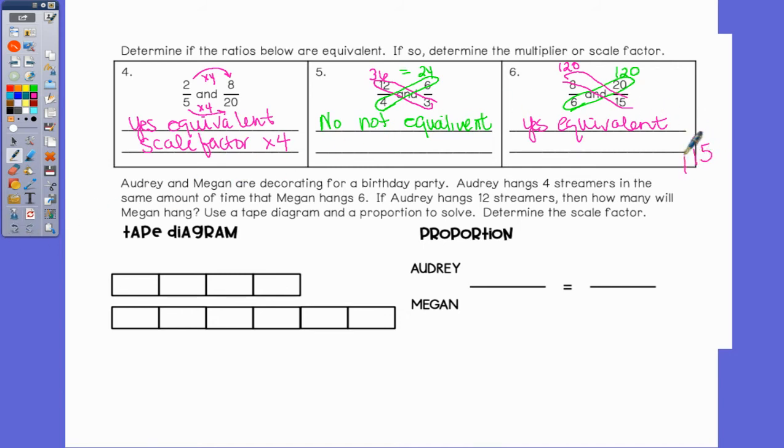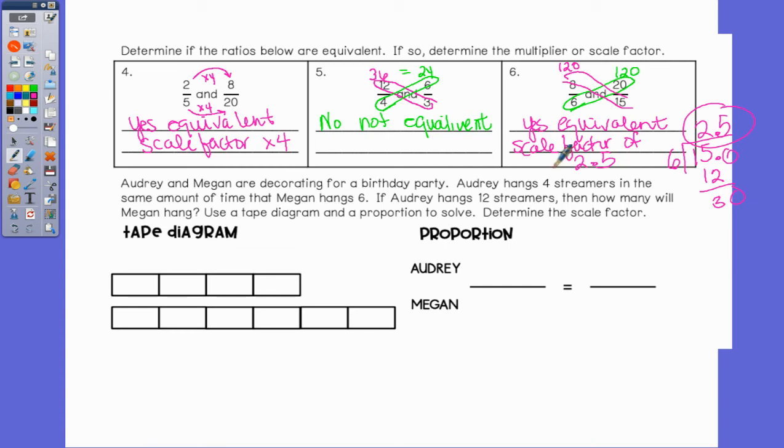Okay, I want to do 15 divided by 6. 6 goes into 15 2 times. That gives me a 3, bring it down, and I get 2.5. This is my scale factor, so I have a scale factor of 2.5.